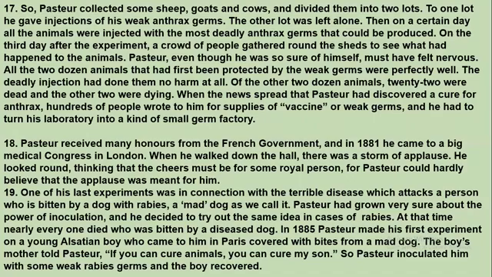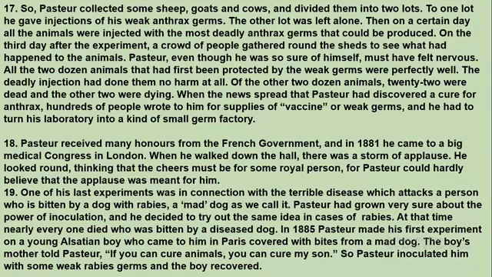Then one of his last experiments was in connection with the terrible disease which attacked a person who was bitten by a dog with rabies, usually what we call a mad dog. And Pasteur had grown very sure about the power of inoculation. Now he had the idea of inoculation because he had proved it. And he decided to try out the same idea in the case of rabies also. At that time, nearly everyone died who was bitten by the diseased dog. If a dog which had rabies bit a man or any person, they would ultimately die. There was no cure for it.